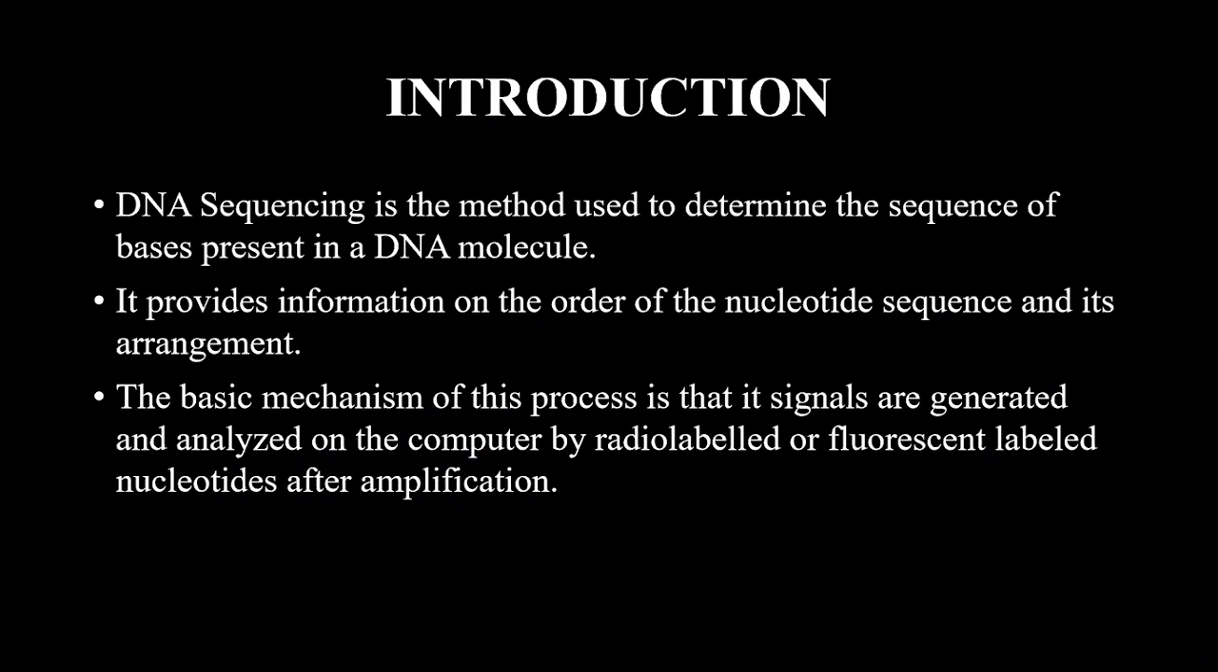DNA sequencing is a method used to determine the sequence of bases present in a DNA molecule. Sequencing provides information on the order of the nucleotides and its arrangement. It is the arrangement of these nitrogen bases, adenine, thymine, cytosine, and guanine, that is determined. The basic mechanism of this process is that signals are generated and analyzed on the computer by radio labeled or fluorescent labeled nucleotides after amplification.